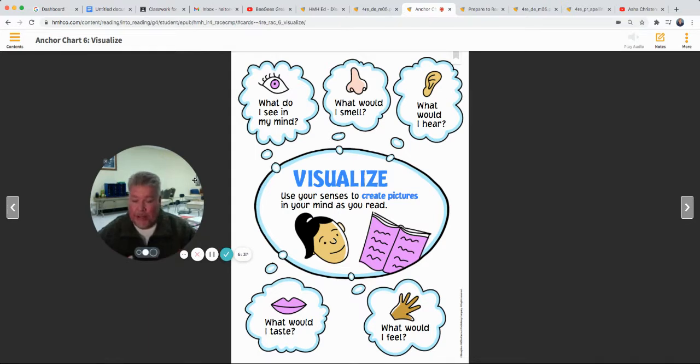The little girl telling the poem we started with today, could you feel the anxiety in her as she was trying to get something down on paper but just couldn't have anything come to her mind? She talked about feeling that pencil, taking that pencil and just starting to write. Could you imagine the pencil in your hand writing? Visualizing, using your senses to create pictures in your mind as you read.